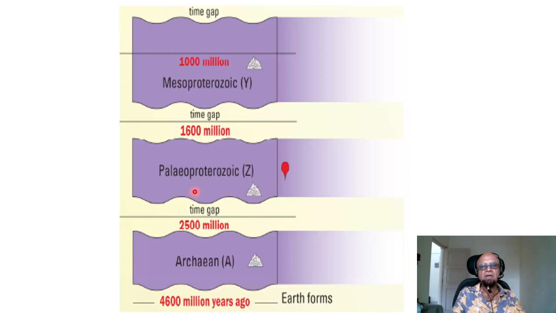So we start the Paleoproterozoic, the old visible life, and there are some symbols here which I'll ignore for now. And another time gap here, 1600 million years ago or 1.6 billion years ago, and we get into the evidence for the Mesoproterozoic, where you have the middle early life. Okay, so that's 1 billion years ago.